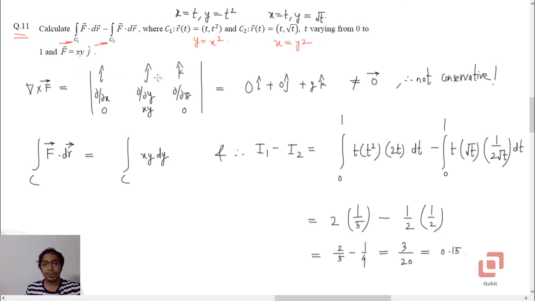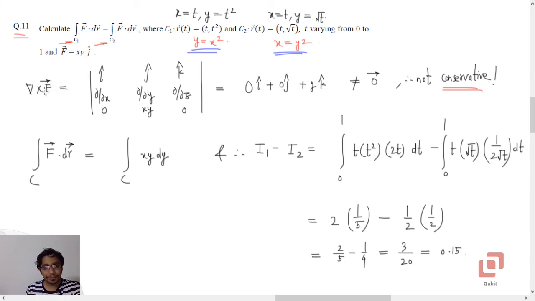Now you may quickly check whether the function is conservative, meaning whether the curl is 0, because if the curl is 0, it would mean that the value of the line integral is independent of the path chosen. And here we have two different paths. In that case, the value of this line integral, because it is independent of the path, will be equal, so one minus the other will produce the answer 0.